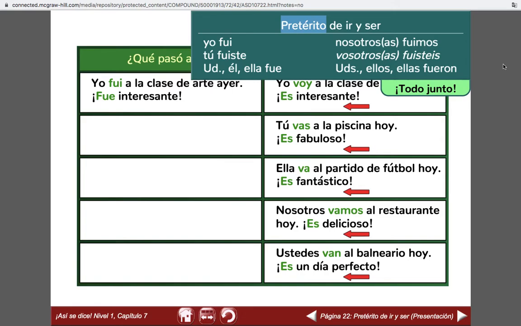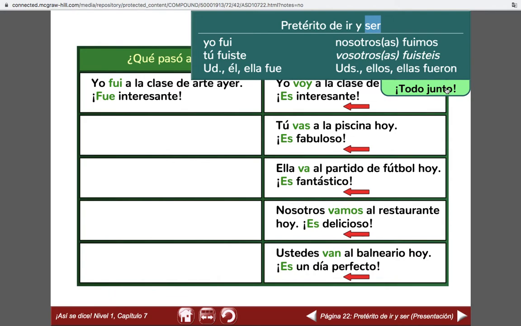So to start with, we can take a look at two verbs, which are written the same in the past, which makes it easier. One of them is ir, which is to go, and ser, which is to be in the present. And these are the forms that you're going to have. So you say yo fui, tú fuiste, él y ella fue, nosotros fuimos, vosotros fuisteis y ellos y ellas fueron.